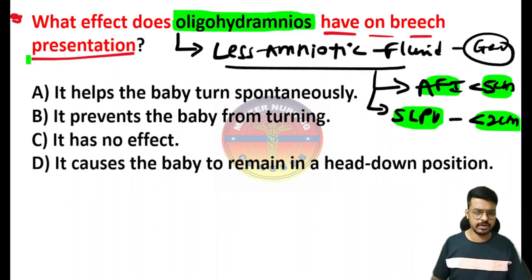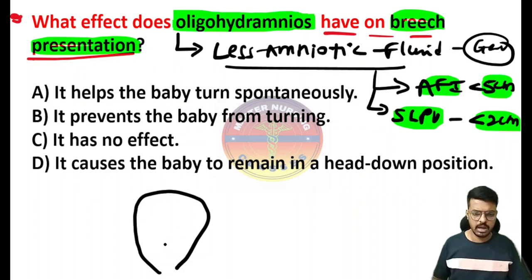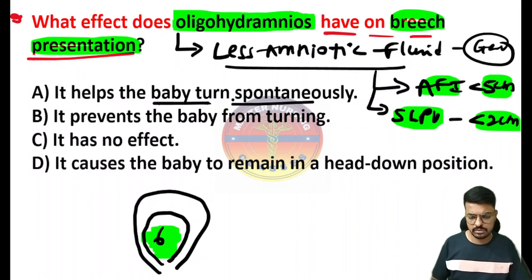So how does it contribute to the breech presentation? What is the contribution of this oligohydramnios for the breech presentation? Option A says it helps the baby to turn spontaneously. Children, there is no space. As I told, this is the uterine cavity, this is the amniotic cavity, and inside this there is less amniotic fluid. Less amniotic fluid will not allow the baby to rotate, which means it does not help it turn spontaneously. So the statement that it helps the baby turn spontaneously is incorrect. I am eliminating option A.